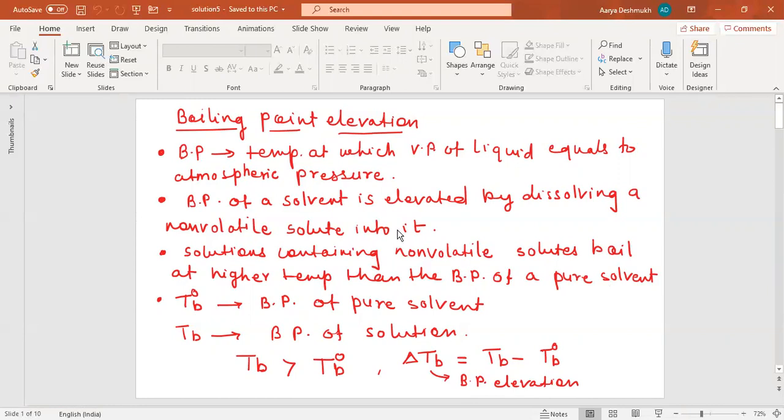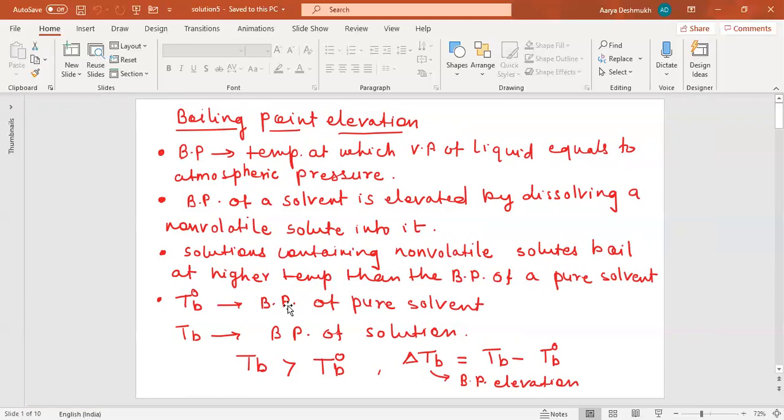It is quite obvious that whenever there is a lowering in vapor pressure, if the vapor pressure is lowered, that solvent would be boiling at a high temperature. So as there is a lowering of vapor pressure, obviously the boiling point will be elevated. So the solution containing non-volatile solutes will boil at a higher temperature than the boiling point of a pure solvent.